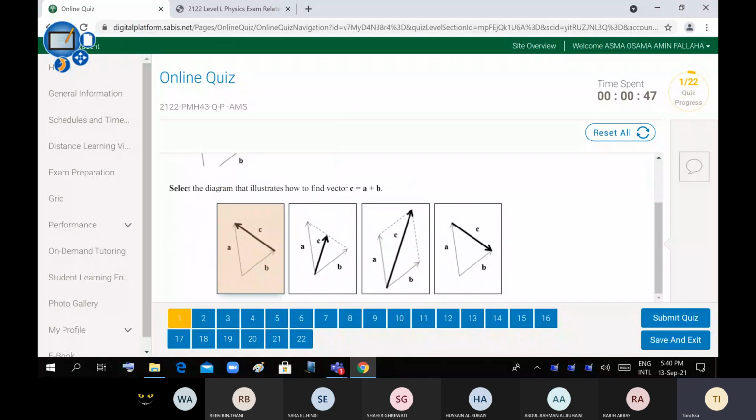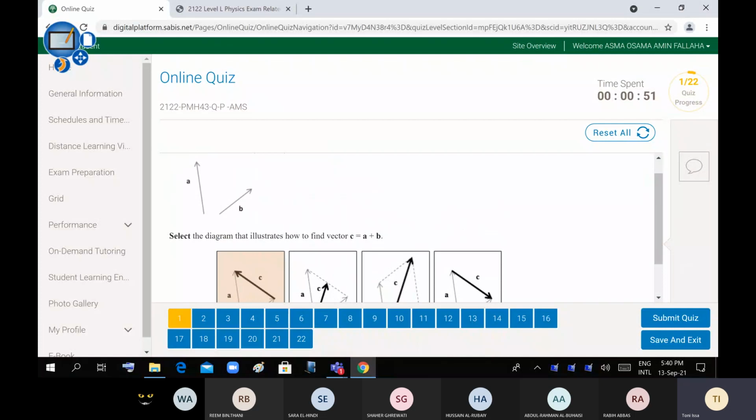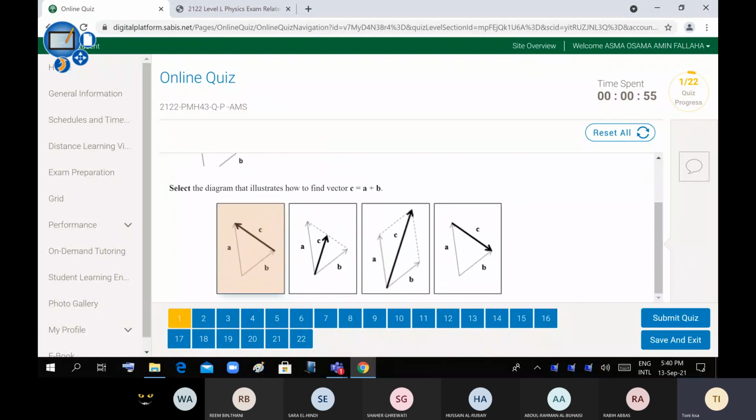Okay, so we can see that vector A is going like that. Vector B is going as you can see. So let's check the diagrams they have. We can see that all put the tail on the tail, so it means we need to use the parallelogram law. To find the parallelogram law, we should have a parallelogram in front of us. So this is the right answer.